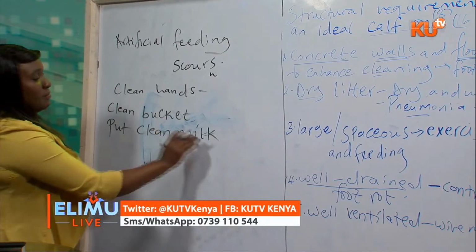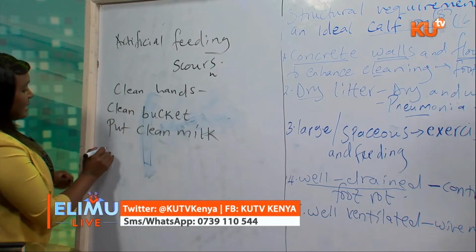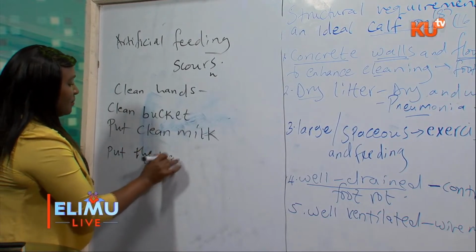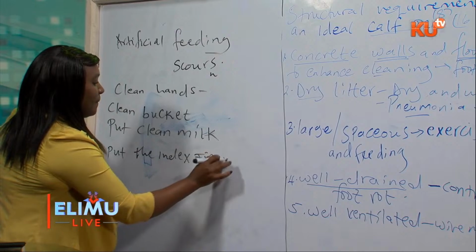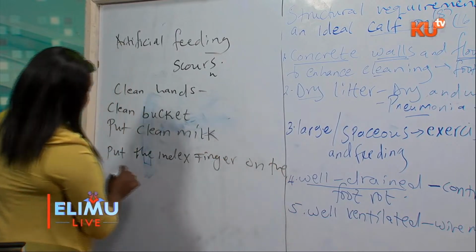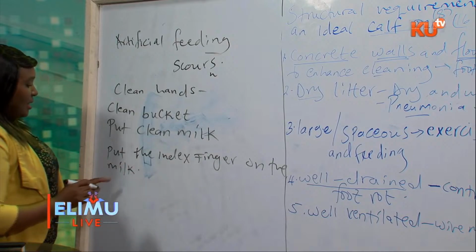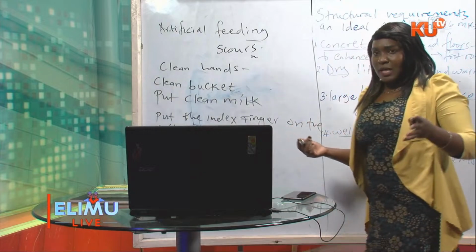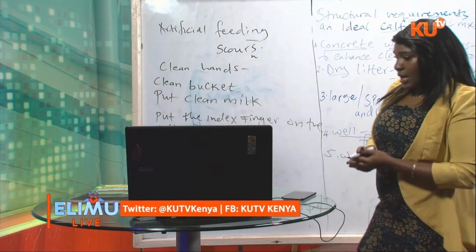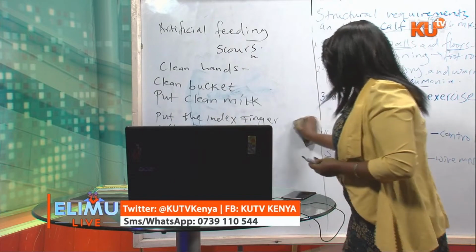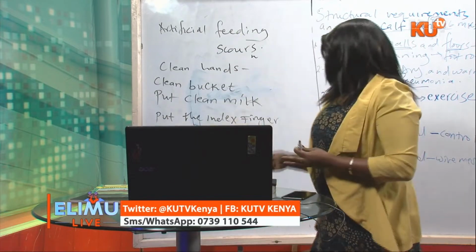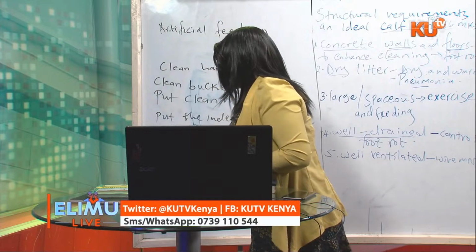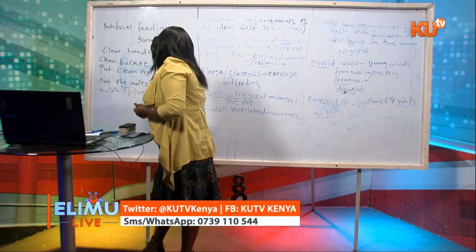And then after you put clean milk and, of course, the hands are clean, the next thing is you put the index finger on the milk. Then you entice, or you bring the calf so that you can make it drink. Actually, you put the index finger on the mouth, not on the milk. You put the index finger on the mouth of the calf.